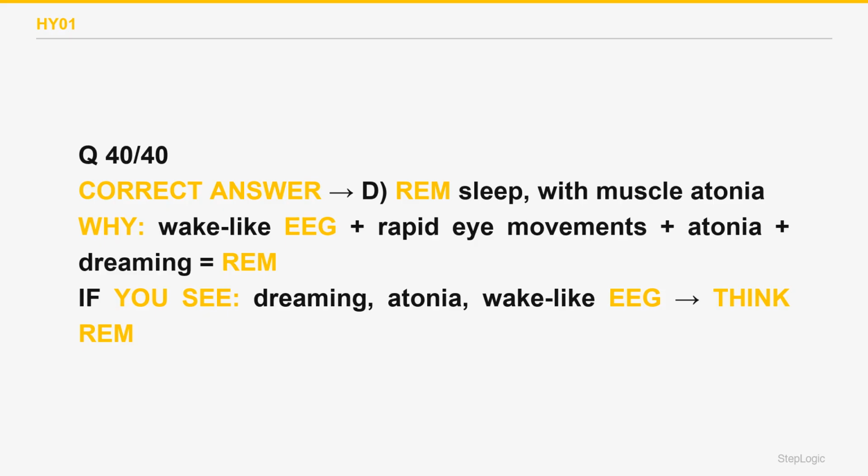N3 is deep slow-wave sleep dominated by high-amplitude delta waves, the opposite of REM's fast, low-voltage pattern, and it is the stage of night terrors and sleepwalking, not vivid dreaming. Choices C and E, wrong. N2 is marked by sleep spindles and K complexes, not rapid eye movements and atonia. Choice B, wrong. This wake-like atonic dreaming stage is REM sleep.